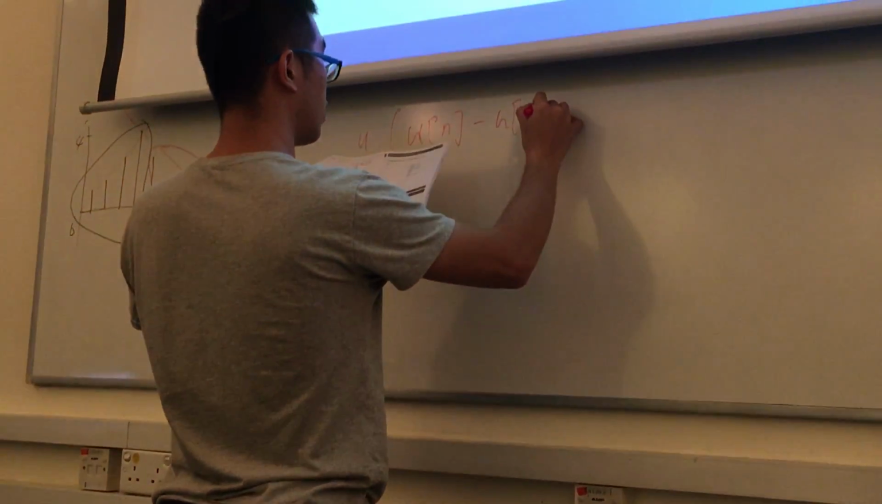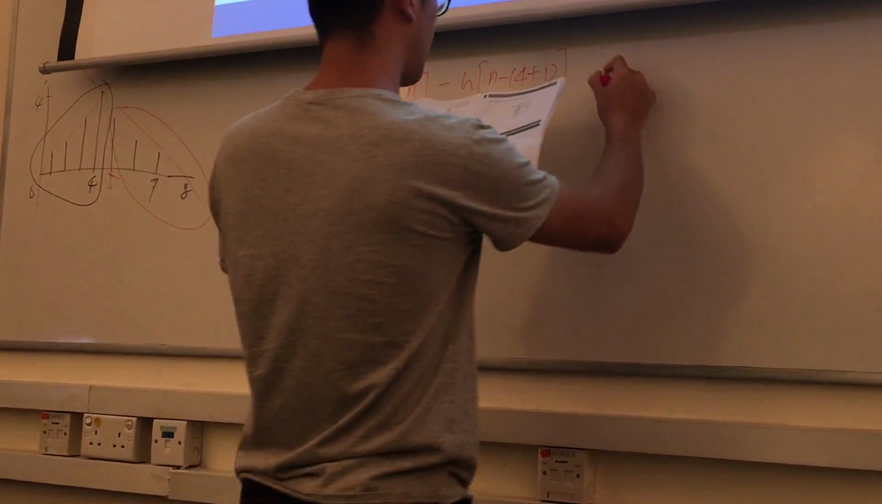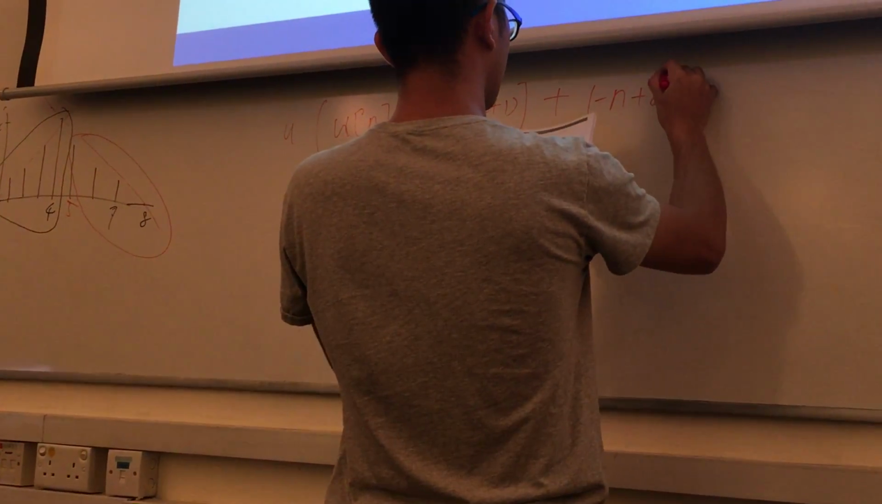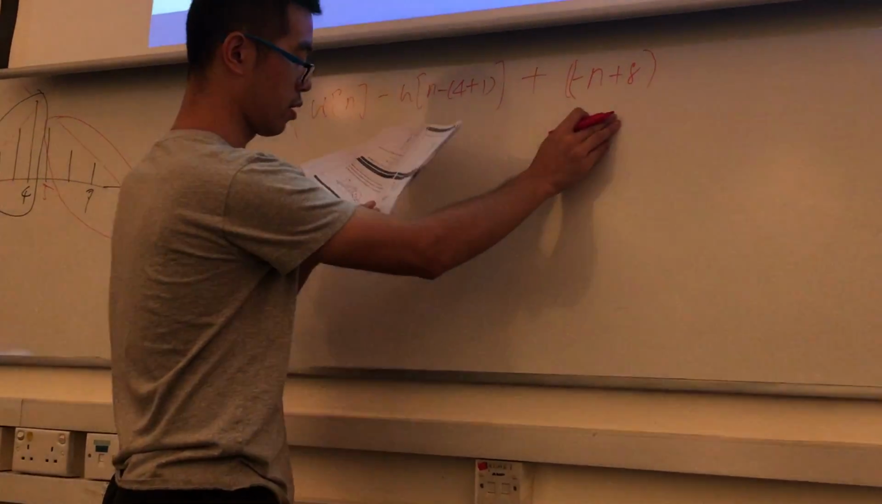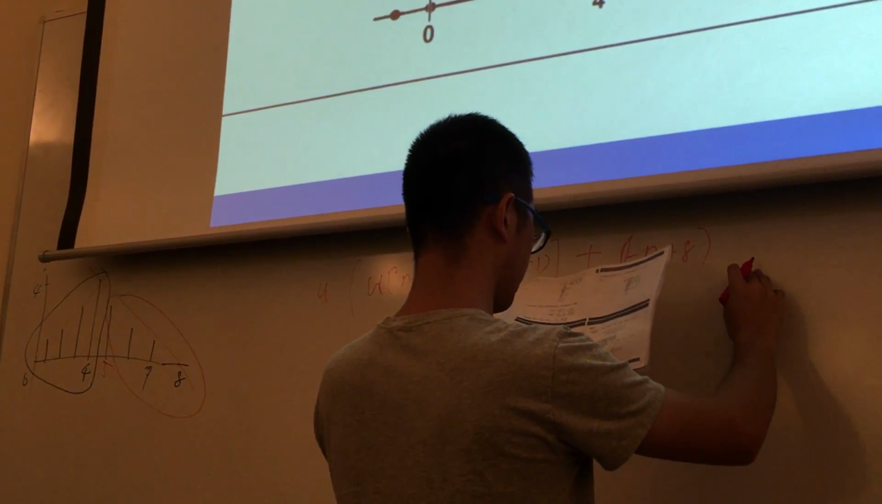minus 4 plus 1. And the second part is the original square, this one. And then we want the signal from 5 to 8.